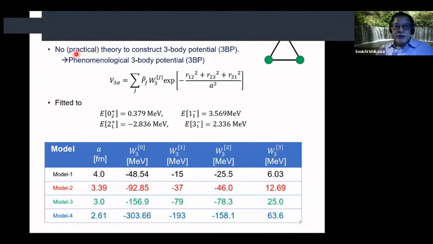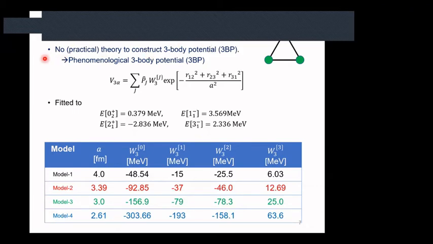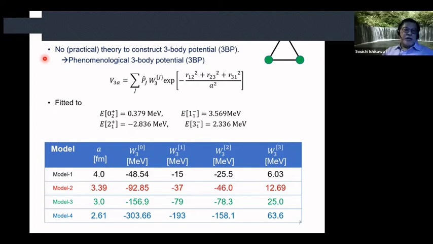And in addition to the two-body potential, I should introduce a three alpha potential, which depends on the coordinates of the three alpha particle system.